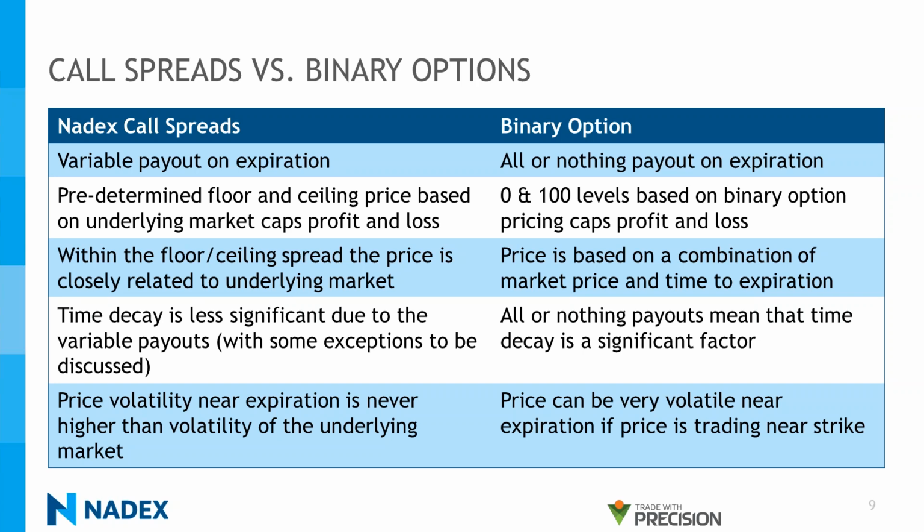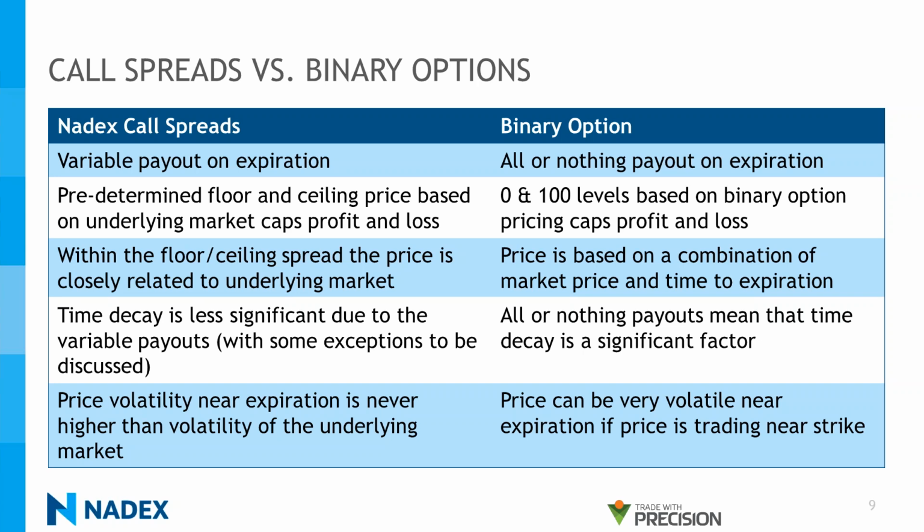Another unique difference between these contracts is the relationship to underlying market price. The price of a bull spread is very closely related to the underlying market price of the asset, where binary pricing is more loosely coupled to both market price and time, right? So binaries trade between 0 and 100. Call spreads trade at or near what the underlying asset price actually is. Okay, so call spreads are going to look a little bit more of the same as the underlying asset, and binaries are going to have a totally different pricing scenario between 0 and 100, if that makes sense to you.